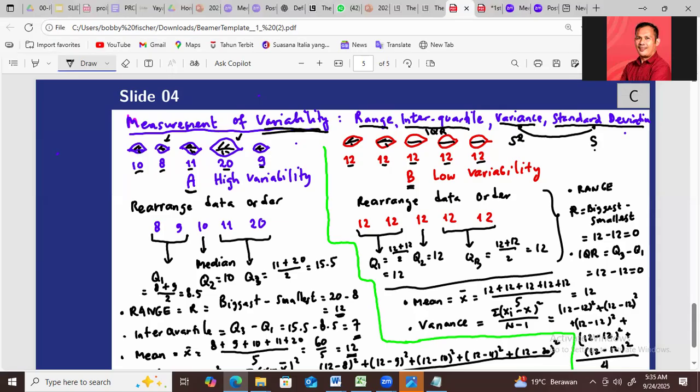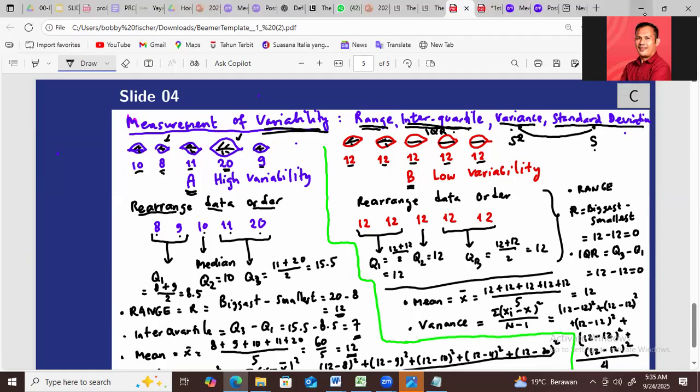Okay, how do we calculate the range, the interquartile range, variance, and standard deviation of data set A and data set B? We will give you the illustrations. In order to calculate the range and also the interquartile range, we need to order the data. So we rearrange the data from the smallest one, 8 centimeters, to the largest one, 20 centimeters. So this is 8, 9, 10, 11, and 20.